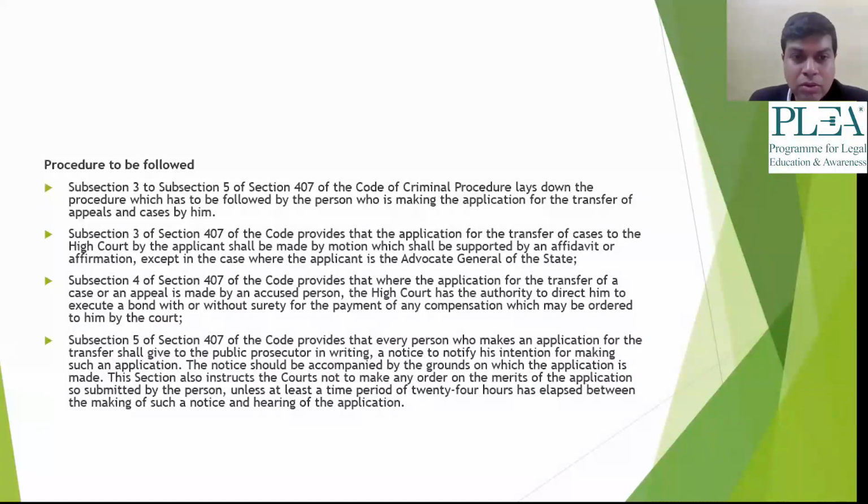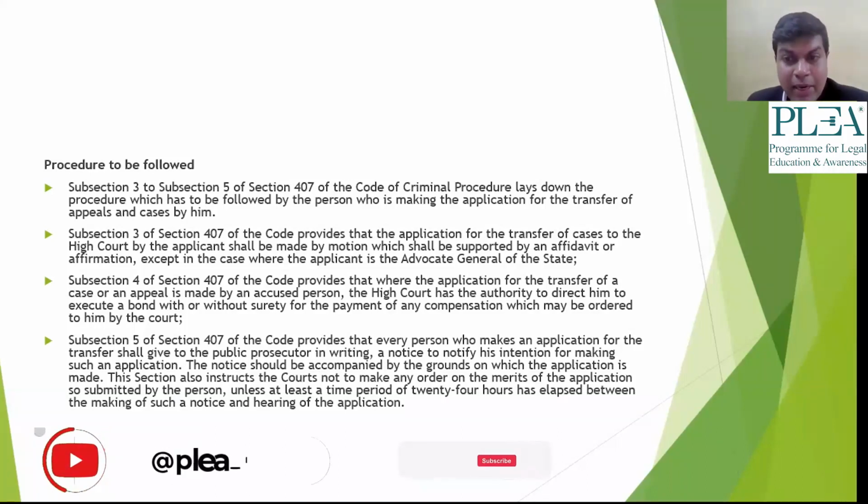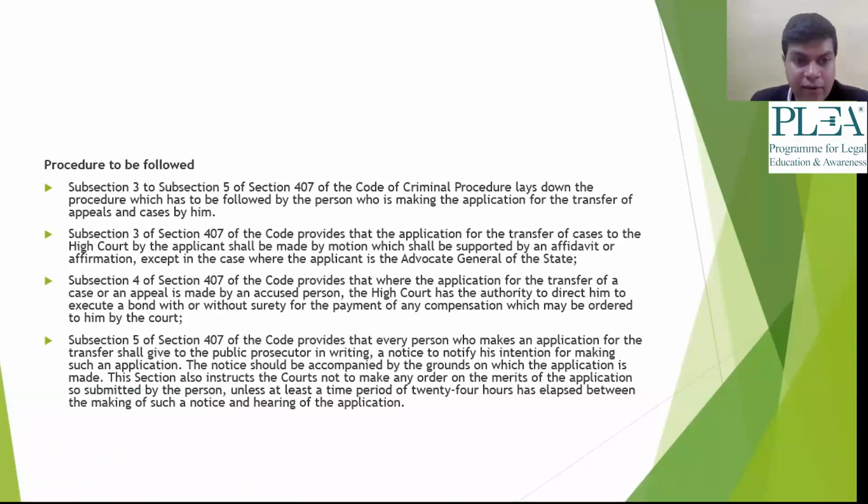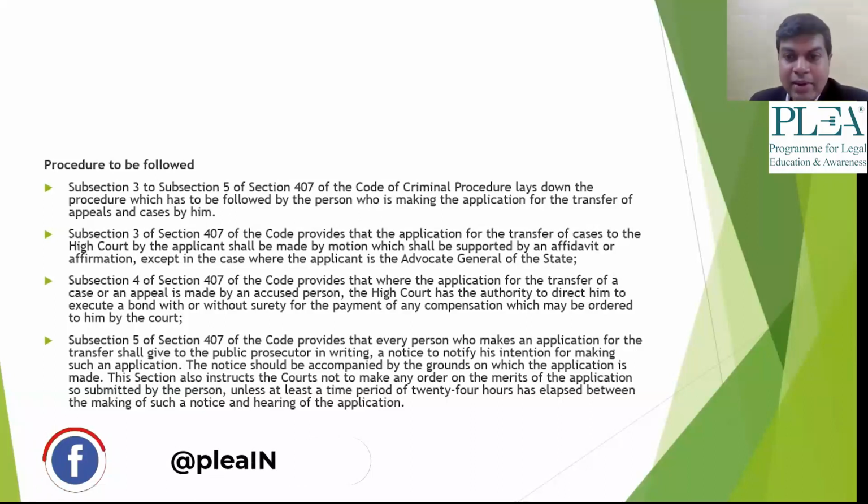So subsection 3 of Section 407 of the Code provides that the application for the transfer of cases to the High Court by an applicant shall be made by motion, which shall be supported by an affidavit or affirmation, except in the cases where the applicant is the Advocate General of the state. So whenever an application is made for the transfer of cases, it has to be made with a supporting affidavit or an affirmation.